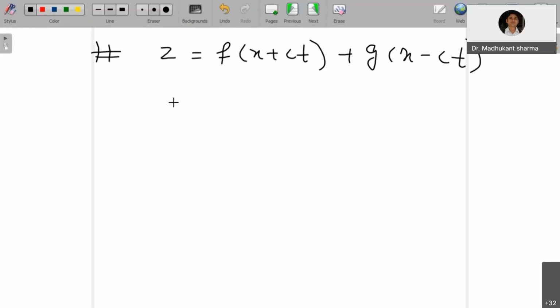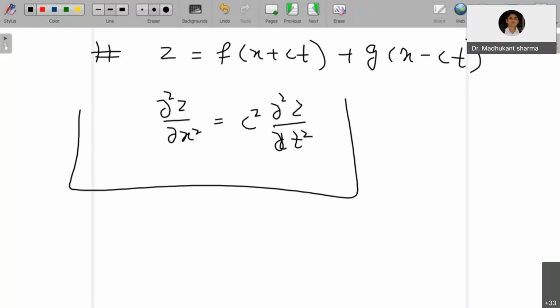This is going to be the second partial derivative of z with respect to x equals c squared times the second partial derivative of z with respect to t. So this is the wave equation, and this is its solution. So one arbitrary function corresponds to a first order equation, two arbitrary functions correspond to a second order partial differential equation, and so on.